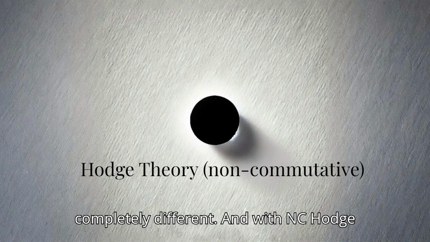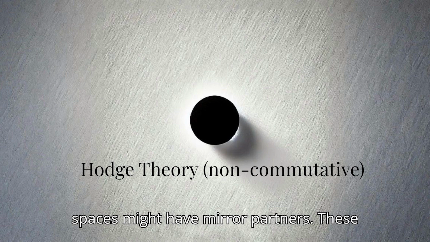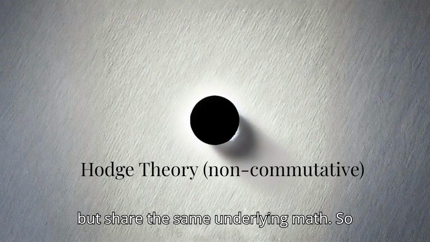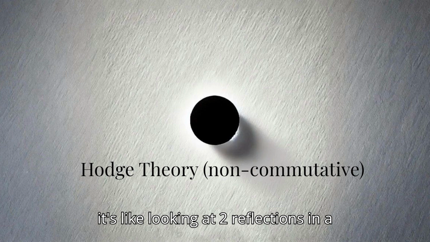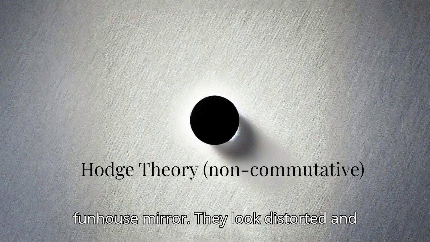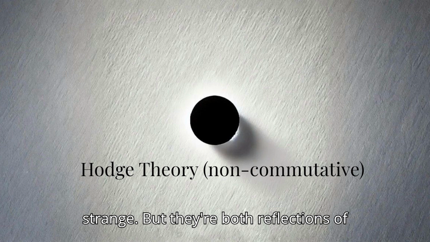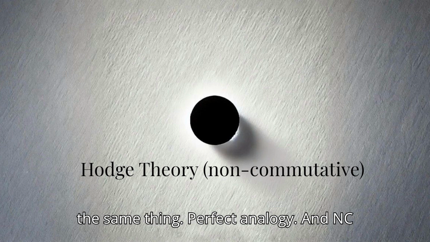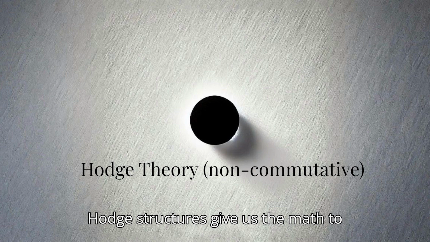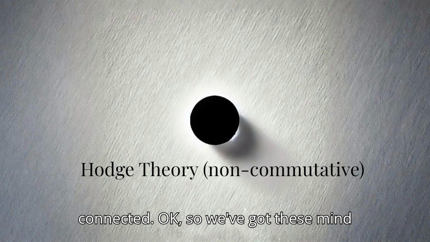And with NC Hodge structures, it suggests that certain NC spaces might have mirror partners. These partners would have different geometries, but share the same underlying math. So it's like looking at two reflections in a funhouse mirror. They look distorted and strange, but they're both reflections of the same thing. Perfect analogy. And NC Hodge structures give us the math to understand how those reflections are connected.